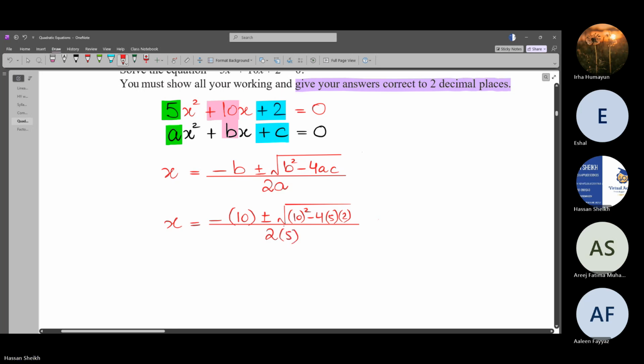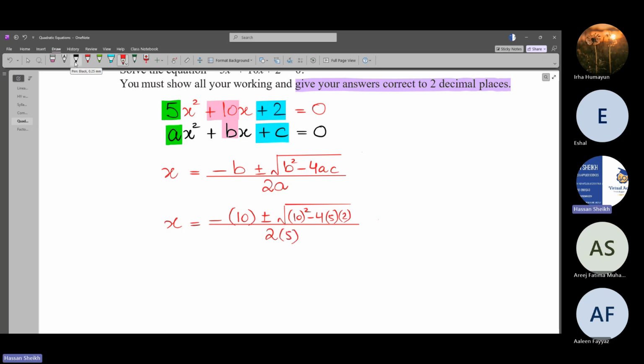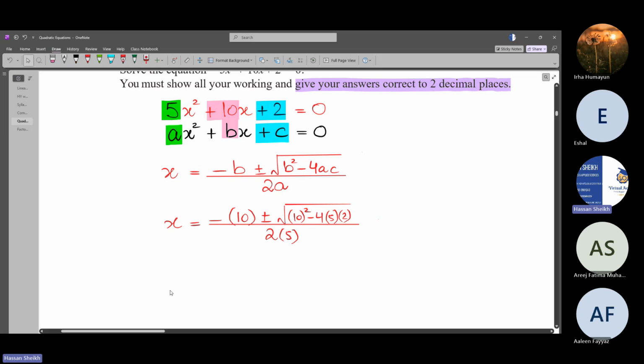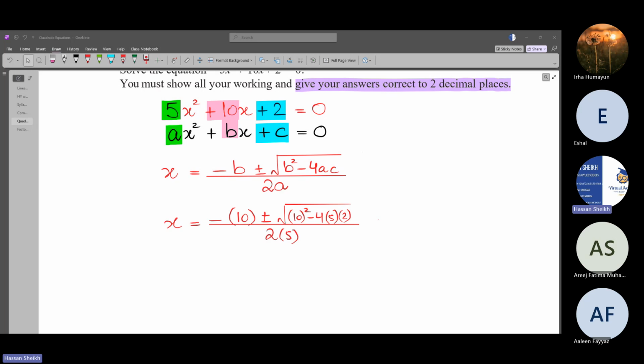5. Now, on this step, I want you to hold your calculators. Okay, Aleen, Ishal, and Arij, Irha, do you all have your calculators with you? Yes, sir. Are these calculators Casio FX991ES? Yes. Okay, if you have a different calculator, do let me know. I'll explain how to solve this one now. But first of all, let me write some steps here that you need to follow.